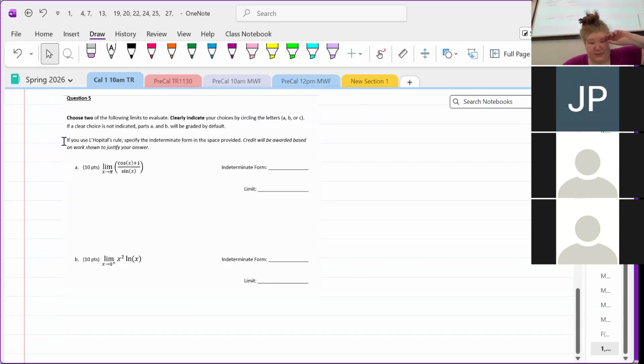I'm going to skip the optimization problem because we don't have one on the final. We do have a related rates, but it's more straightforward. We do have the potential to use L'Hopital's rule, and I had a lot of hit or miss on this. Now, B here ended up being more complicated than I realized.